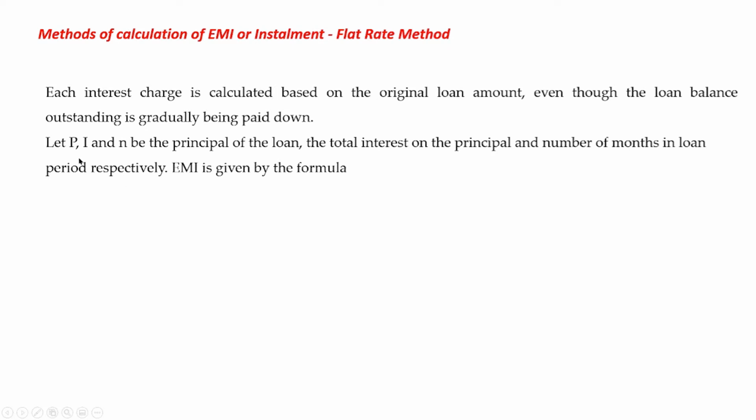So we take the total interest on a flat rate. Let P, I and N be the principal of the loan, the total interest on the principal and the number of months in the loan period respectively. Then the EMI is given by the formula EMI is equal to (P plus I) upon N, where P is the principal of the loan, I is the total interest on this principal and N is the number of months in the loan period. EMI is calculated using this formula under flat rate method.